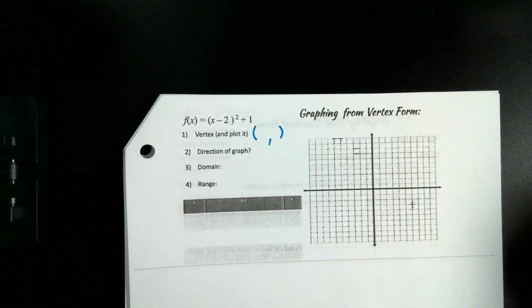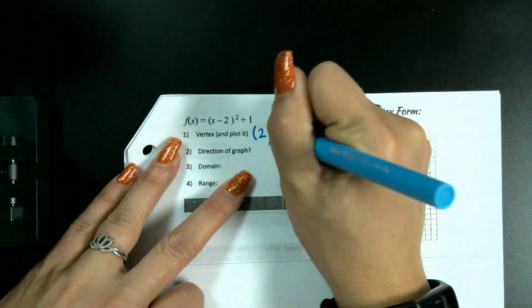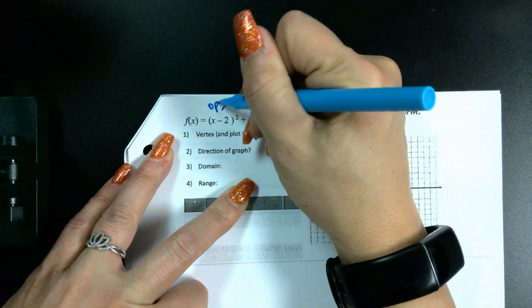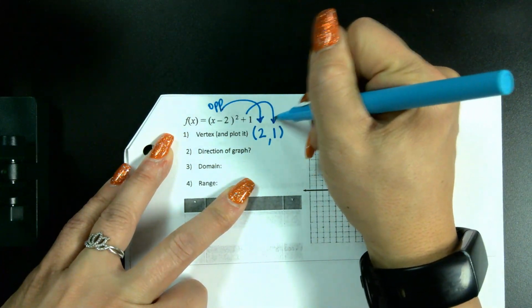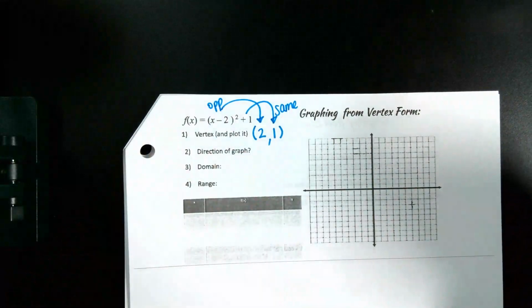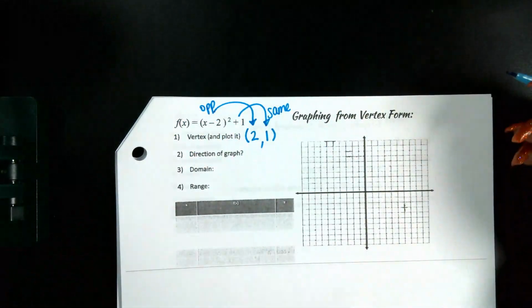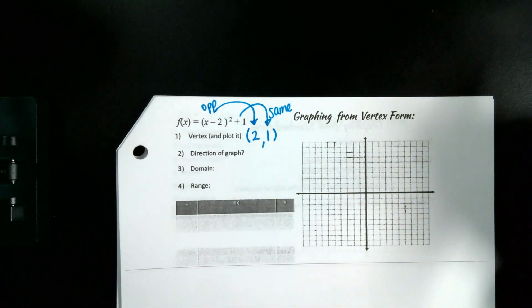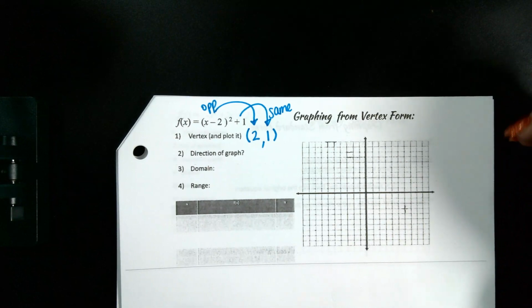So what is my vertex? 2 and 1. So that one, the opposite of it, and then this one, the same. Remember, these are your notes that you get to keep. So anything I write up here, you might want to make that note so that you don't forget. When you're working on your practice page, you're going to want to refer back to your notes, so that'll just help you out.